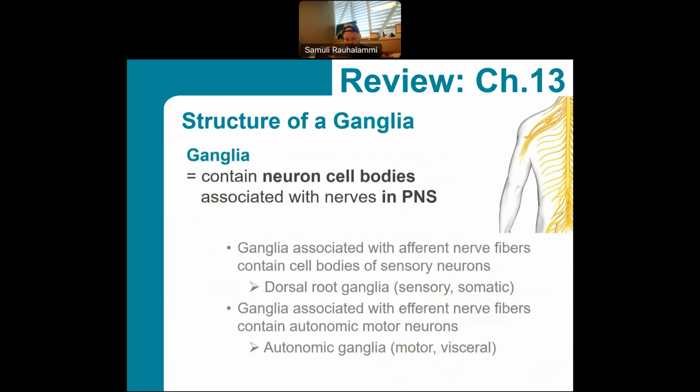I also wanted to point out ganglia. These are where our neuron cell bodies are located within the peripheral nervous system.